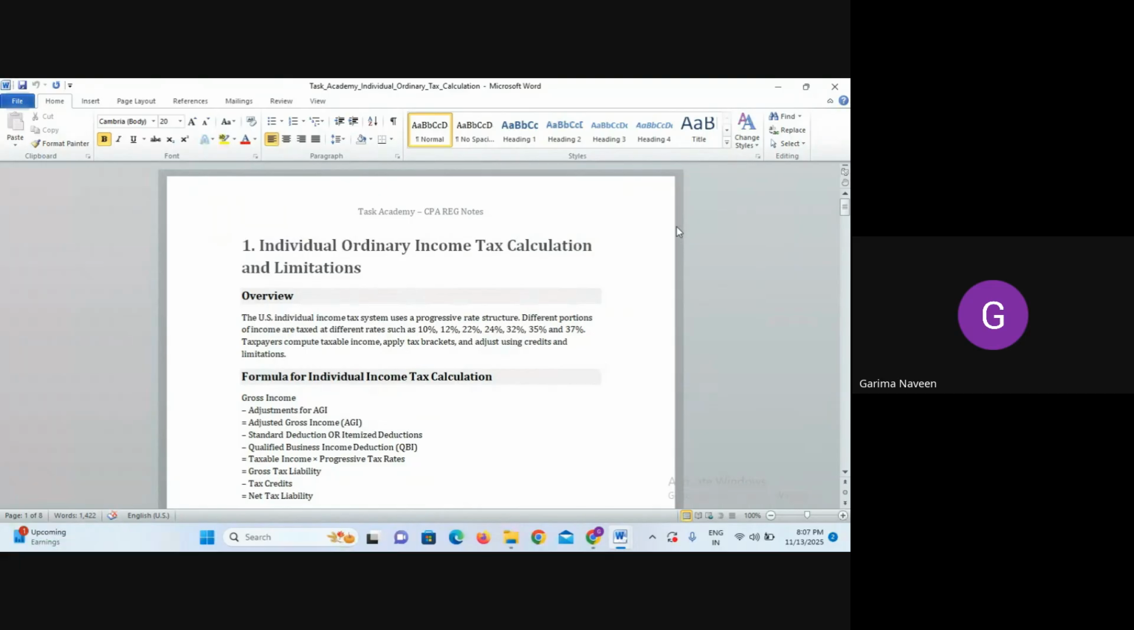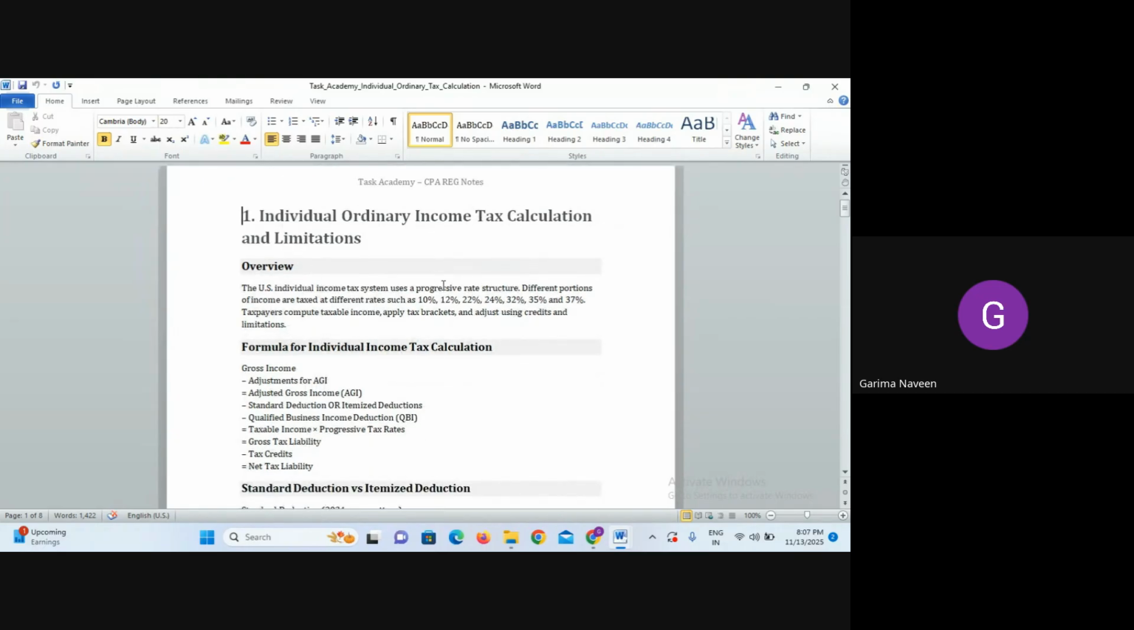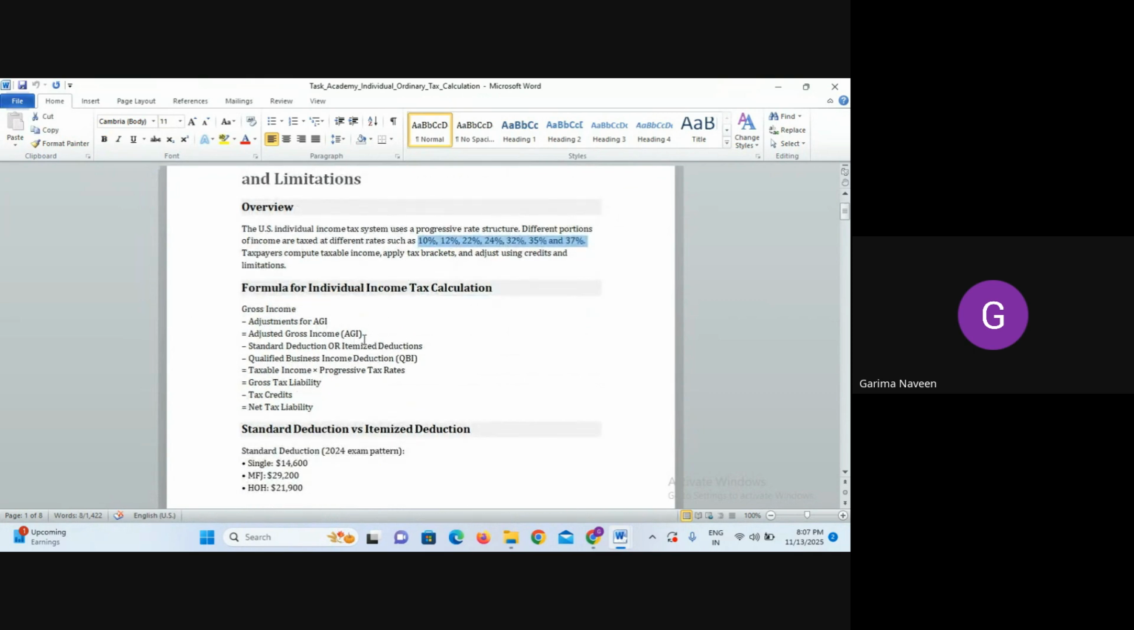So yesterday we discussed standard and itemized deduction. After deducting our standard or itemized deduction, we will get our taxable income. Depending upon the tax bracket a taxpayer comes in, according to their taxable income, the tax rate is charged and you will calculate the tax amount. Okay, so the basic formula is this.